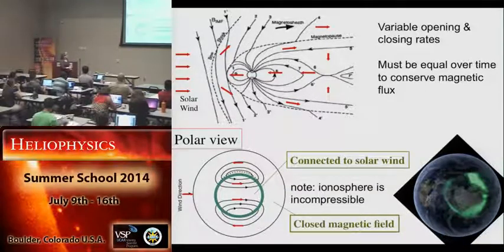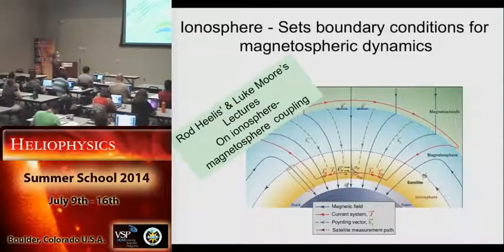So this was known. It was observed in the ionosphere from radio observations, and this is evidence of this system going on out in the magnetosphere. Of course, the details are all in the ionosphere-magnetosphere coupling, and that coupling is the important part of it. Luke and Rod will talk about this.